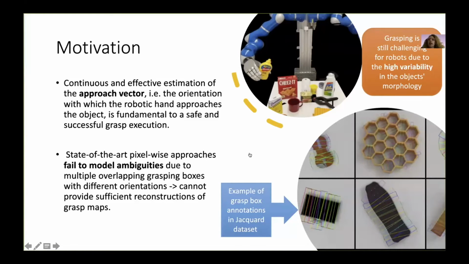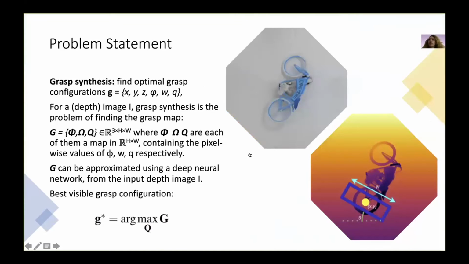State-of-the-art pixel-wise approaches fail to model ambiguities due to multiple overlapping grasping boxes with different orientations, and hence cannot provide sufficient reconstructions of the grasp maps. Our problem lies in finding the optimal grasp configuration, which is the grasp center, the orientation, and the jaws opening, and also a quality measure that characterizes the success of the respective grasp configuration.